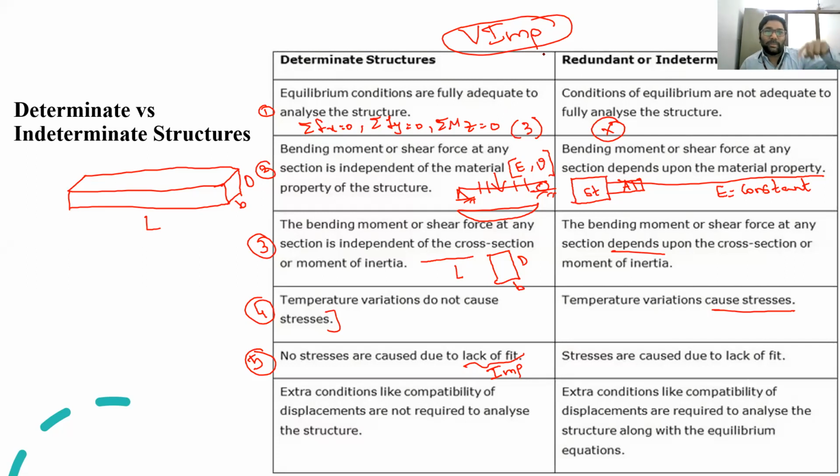This is the second case. Lack of fit is associated with the second case, that a shirt which exactly fit my body some time back is not fitting right now. Like that, if you take all structural members, what is happening there?